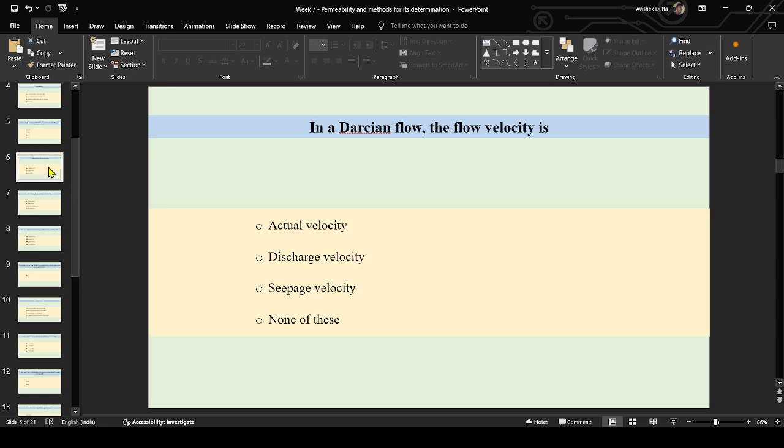Someone has joined now. This is the fifth question. In a Darcian flow, the flow velocity is: the options are actual velocity, discharge velocity, seepage velocity, or none of these. Please write down the question from the current one. Okay, next question.